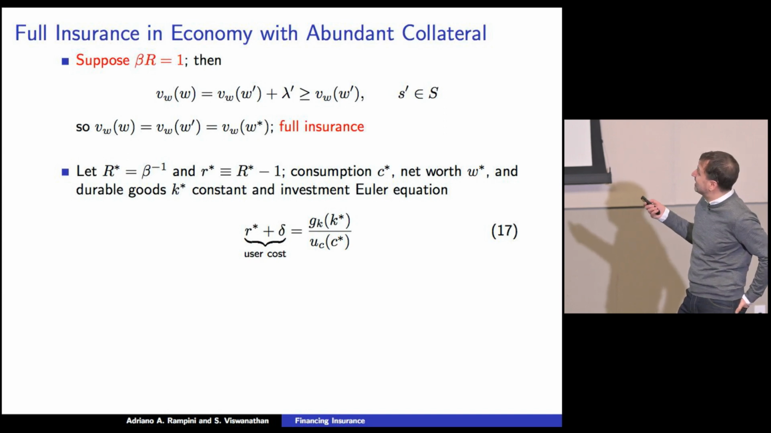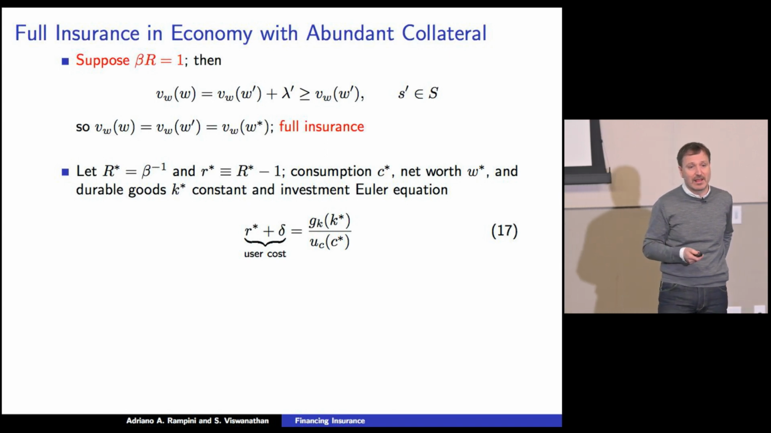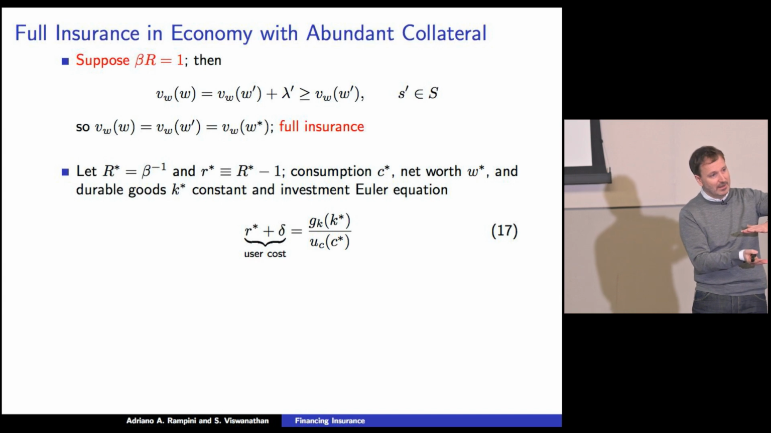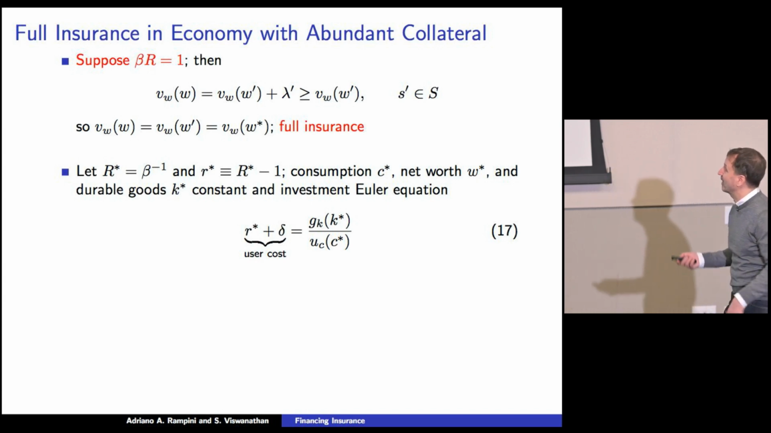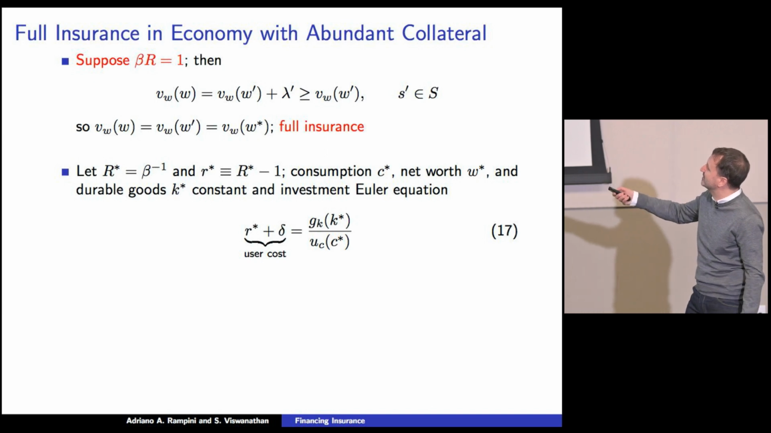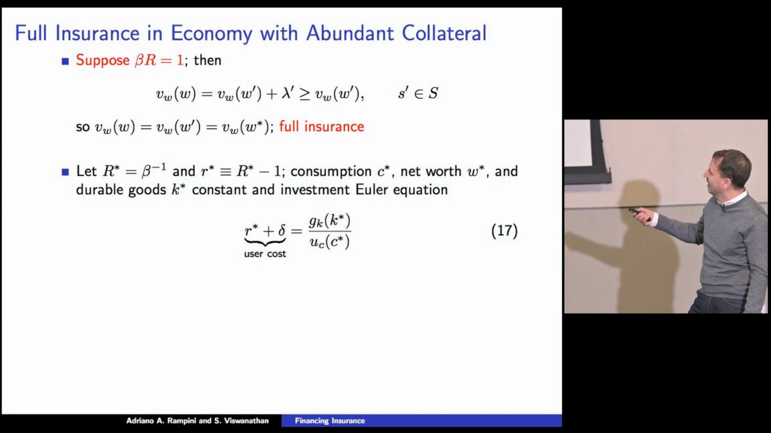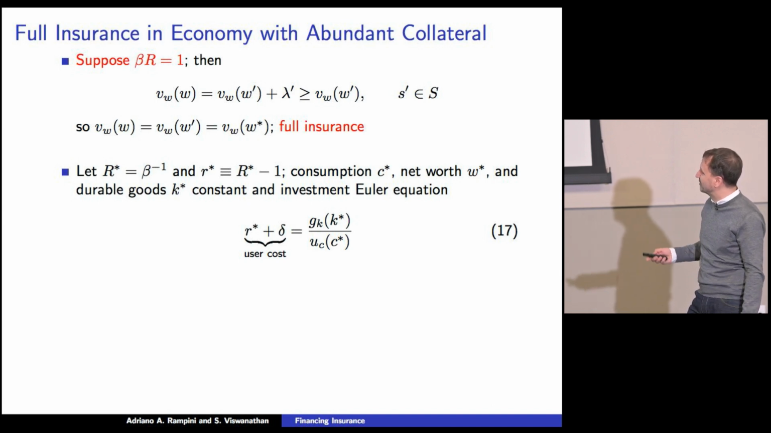And so in a steady state, then, what has to be true is that this settles down. So the marginal value of net worth settles down. And so net worth W star is constant across all states. Okay? This is full insurance. All right? If you're fully insured, by the way, the investment Euler equation starts to look simpler and familiar. And this would determine the size of your house.